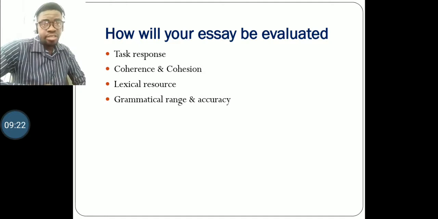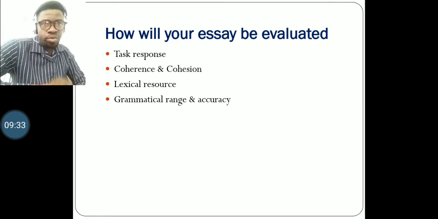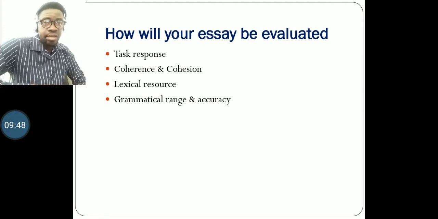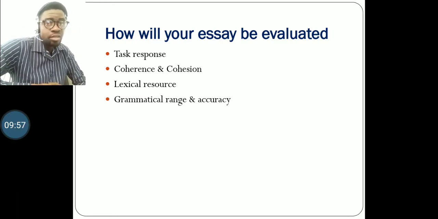All right, so how will your essay be evaluated? Of course, the examiner has certain criteria by which whatever you have written will be evaluated. Now, these criteria are like a scale on which your essay will be weighed. So you want to know, how will the examiner assess what you have written? And here are the four main criteria. The first is how well you understand the question and are responding to it. That is your task response. Do you understand what the question is asking you? And are you responding to the question?